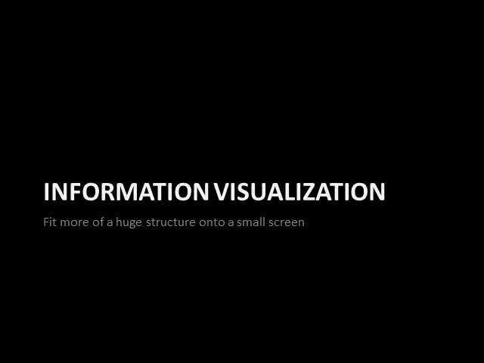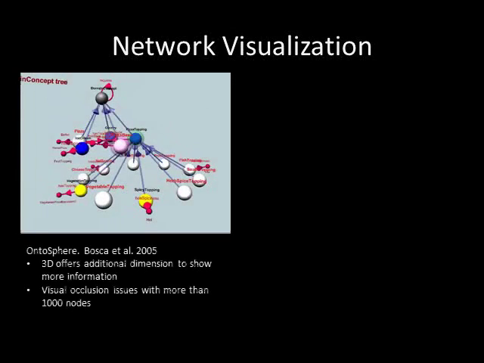And I was trying to fit a huge structure onto a small screen. Now, we have some techniques that are known, like 3D, where the promise would be to offer an additional dimension. But as Ananya mentioned, there's often visual occlusion beyond 1,000 nodes. But it depends on how you place them. So even 12 nodes can become visually occluded, so it's difficult.